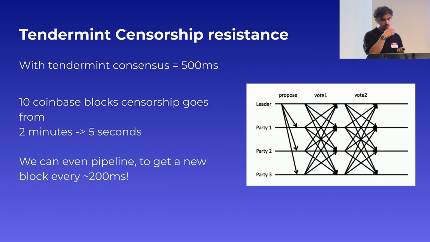So if we have the protocol, let's round 450 milliseconds up to 500, since there are some delays going on. On the 10 Coinbase example, that takes us from Ethereum's 2 minutes to already 5 seconds. That's extremely good. We can even pipeline consensus rounds to make a new block happen on average every 200 milliseconds. Then that takes us from 2 minutes to about 2 seconds. Great.